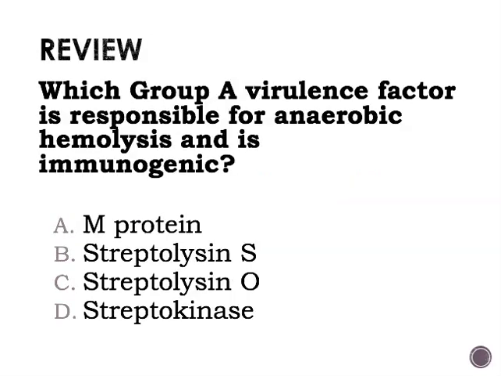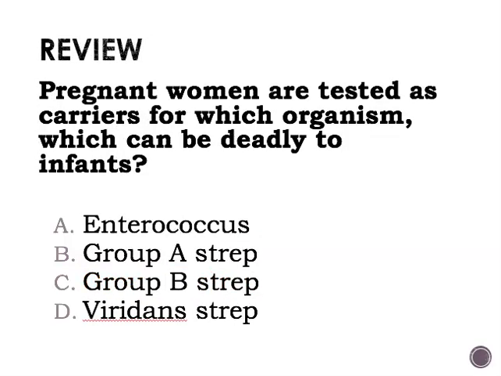Okay, which group A virulence factor is responsible for anaerobic hemolysis and is immunogenic? And remember, this just means it's able to produce beta hemolysis in an anaerobic environment. Immunogenic means that our immune system would produce antibodies in response to the antigen. So that's streptolysin O. Pregnant women are tested as carriers for which organism, which can be deadly to infants? That's your group B strep.